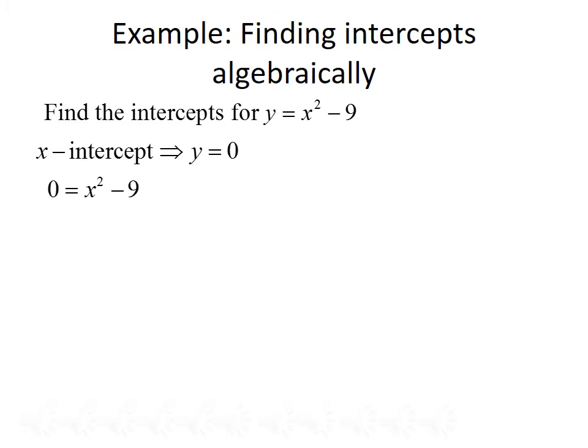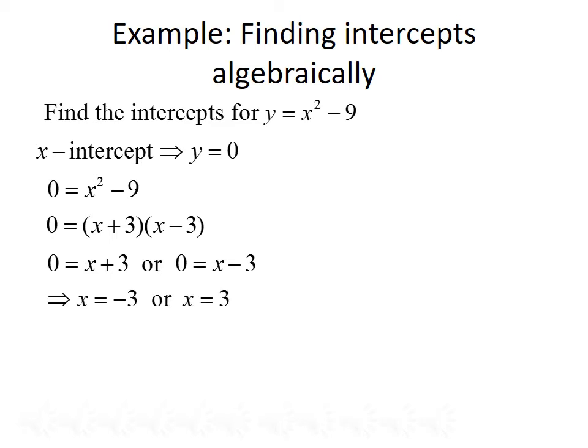Plugging 0 in for y, we get 0 equals x squared minus 9. We can factor x squared minus 9, giving us 0 equals (x plus 3)(x minus 3). Using the zero product property, that means that 0 equals x plus 3 or 0 equals x minus 3. We can solve each of these to give us x equals negative 3 or x equals positive 3. But remember, our intercepts are points, so we need to express them as ordered pairs. So our x-intercepts will be the points (-3, 0) and (3, 0).